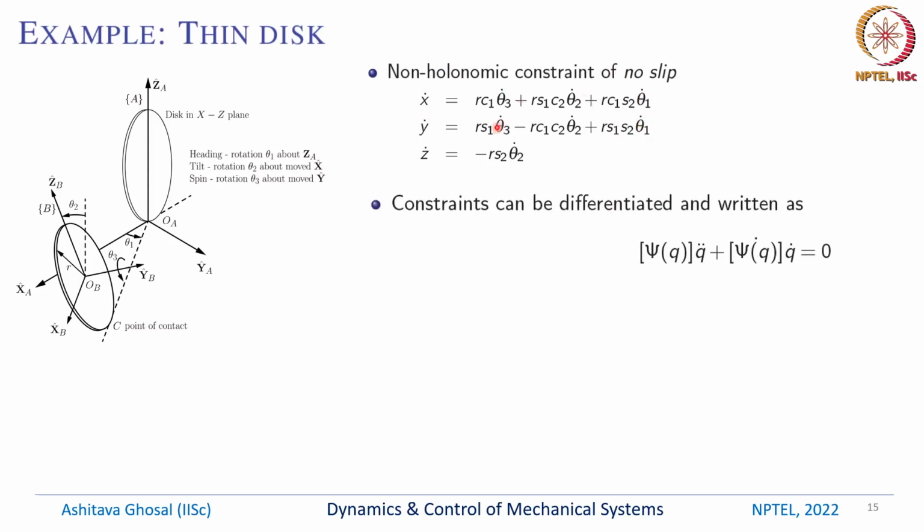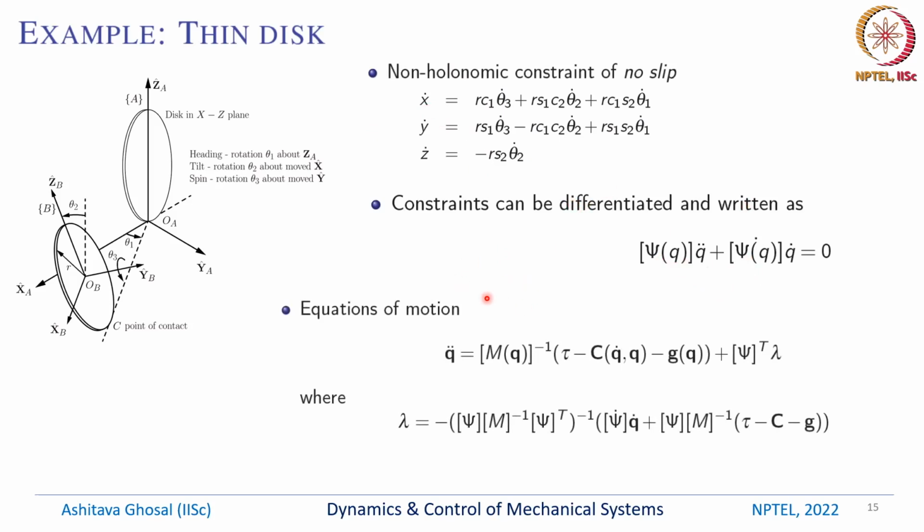We can differentiate these constraints, a standard approach. We get psi into q double dot plus psi dot q dot equal to 0. So this is like psi into q dot equal to 0. So we can reorganize this. Here q is a 6 by 1 vector. So psi will be 3 by 6, and psi into q dot will be appropriately, you can find the dimension.